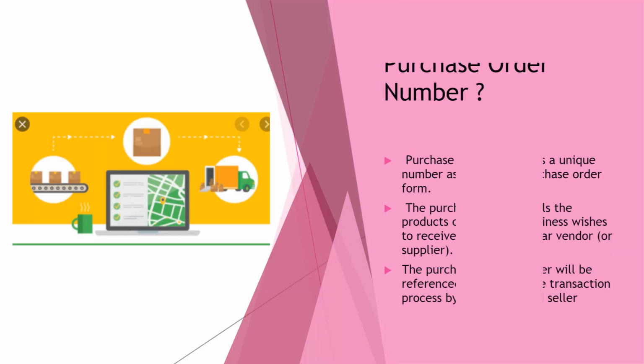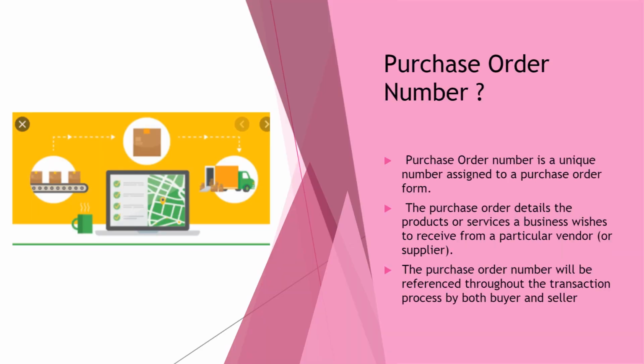Purchase order number? Purchase order number is a unique number assigned to a purchase order form. The purchase order details the products or services a business wishes to receive from a particular vendor or supplier. The purchase order number will be referenced throughout the transaction process by both buyer and seller.